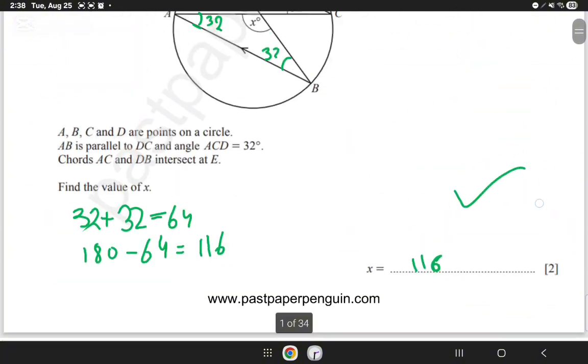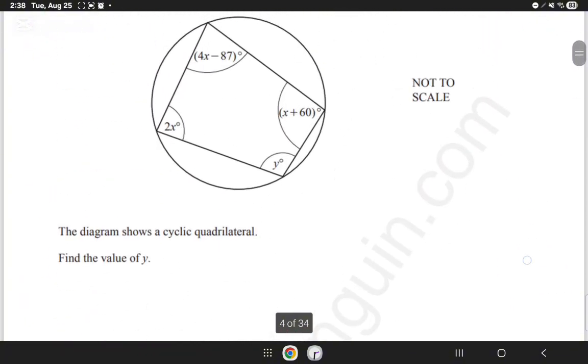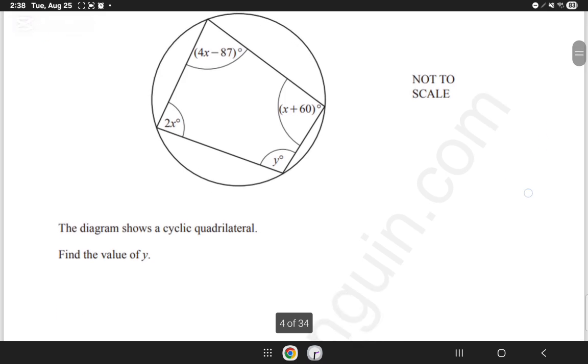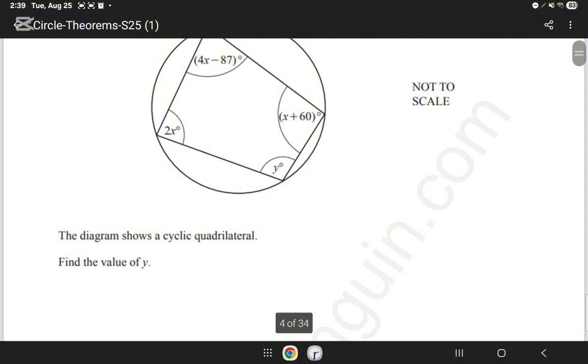So now let's do this past paper. I already solved a few questions which were easy, so I'm just going to go into this 4-mark question, which is a bit harder. Here we have a cyclic quadrilateral and we have to find the value of y. We're going to use some algebra too.